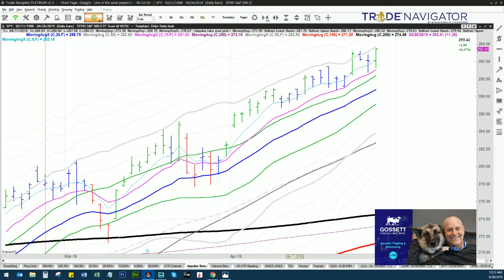The impulse system bars are a filter. If it's red, you just don't buy. If it's green, you can buy, and probably the best bars to buy on are the blues because they are kind of neutral. Now, I don't use it exactly the same way he does, but I certainly always look and say, hey, is it green or is it blue?